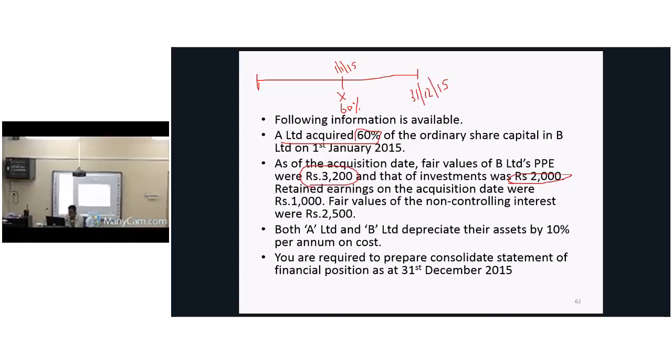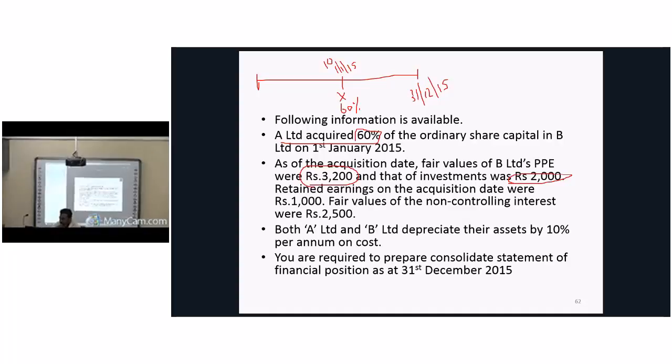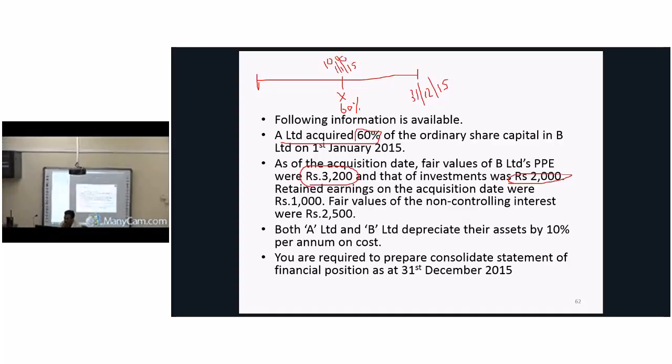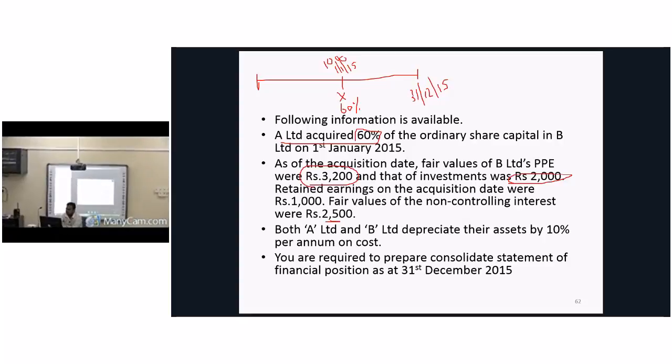Right. This is a model. And on that date, we had retained earnings on the acquisition date. It is given here again. It was 1,000. These are some information we need actually. Fair value of NCI also given. Now actually for these two we can account.